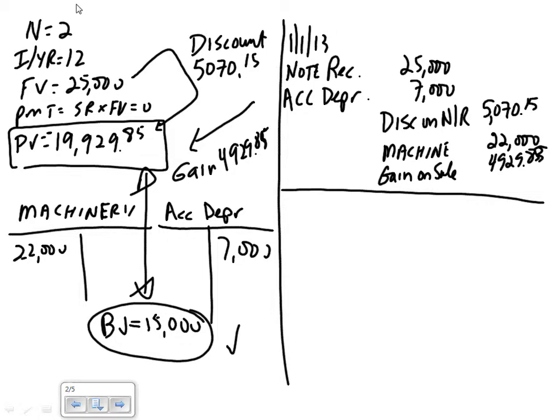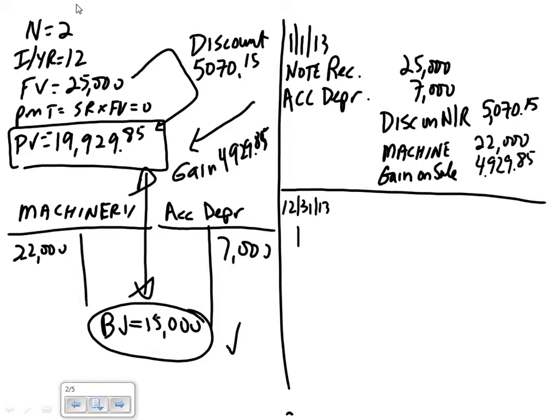All right. So remember, the gain is simply the difference. Let me just erase those and put those up right. The machine is $22,000, and our gain was $4,929.85.